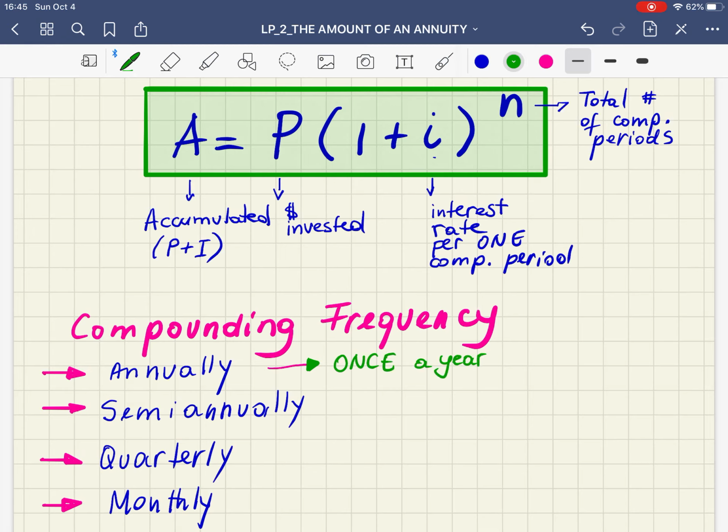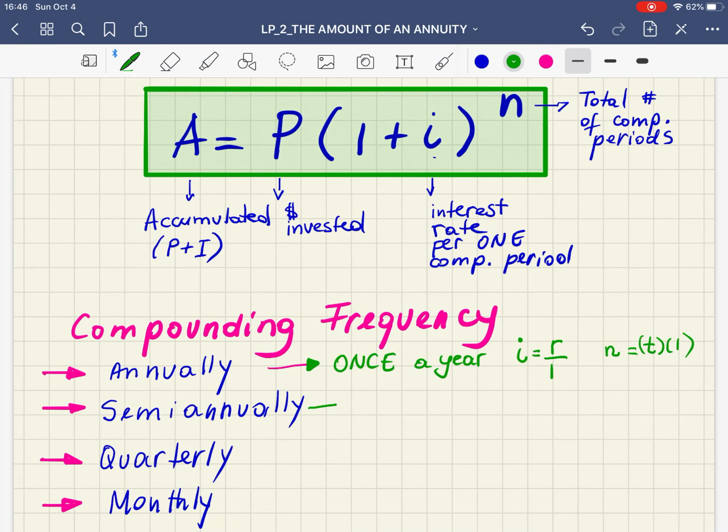In this case, we're going to say that the interest rate i would be equal to whatever the annual rate is divided by 1 because the annual rate is equal to the interest per one compounding period. There will be one compounding period a year. And the number of compounding periods will be equal to the number of years times 1.